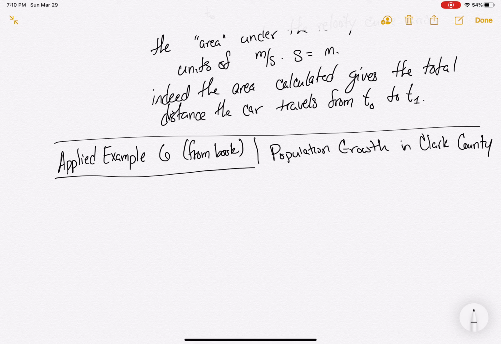Population growth in Clark County. So it says as the 20th century ended, Clark County in Nevada, dominated by Las Vegas, was one of the fastest growing metropolitan areas in the United States. From 1970 through 2000, the population was growing at a rate.